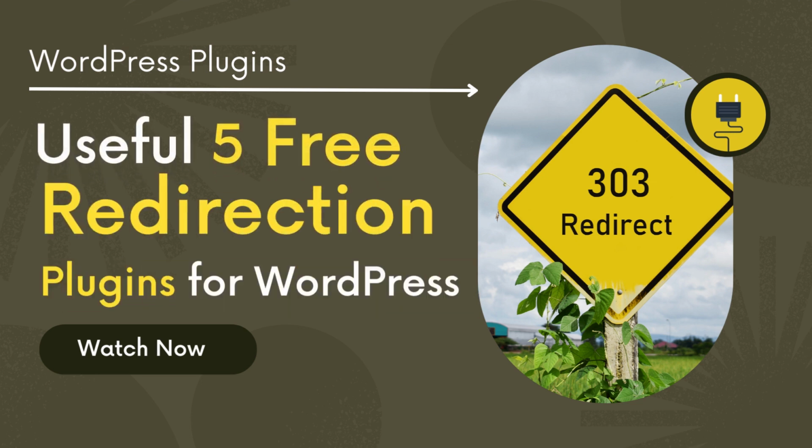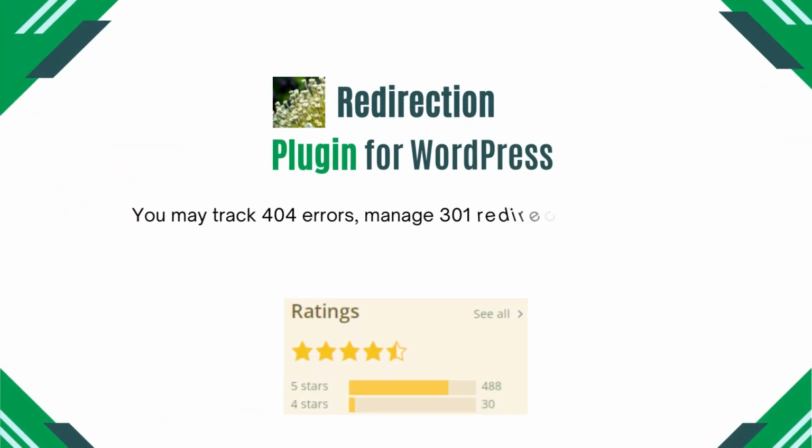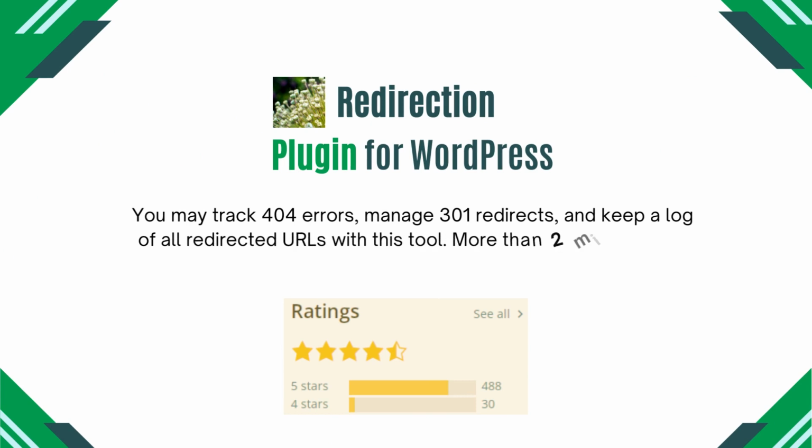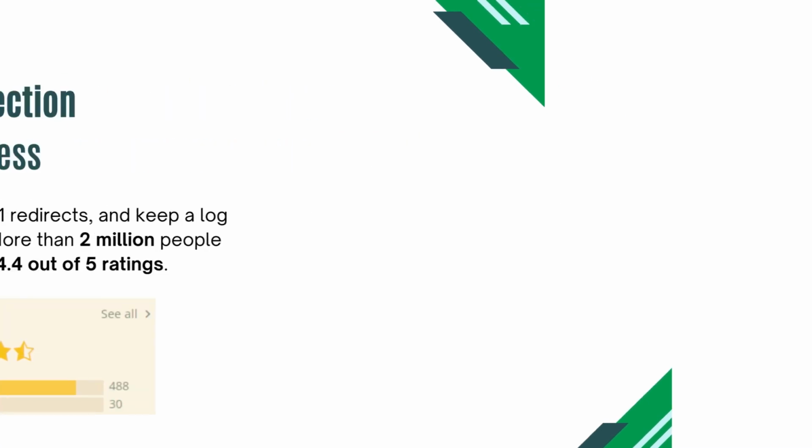Here are 5 free WordPress redirection plugins you could find helpful. 1. Redirection is a common and feature-rich redirection plugin for WordPress. You may track 404 errors, manage 301 redirects, and keep a log of all redirected URLs with this tool. More than 2 million people have downloaded it, and it has 4.4 out of 5 ratings.